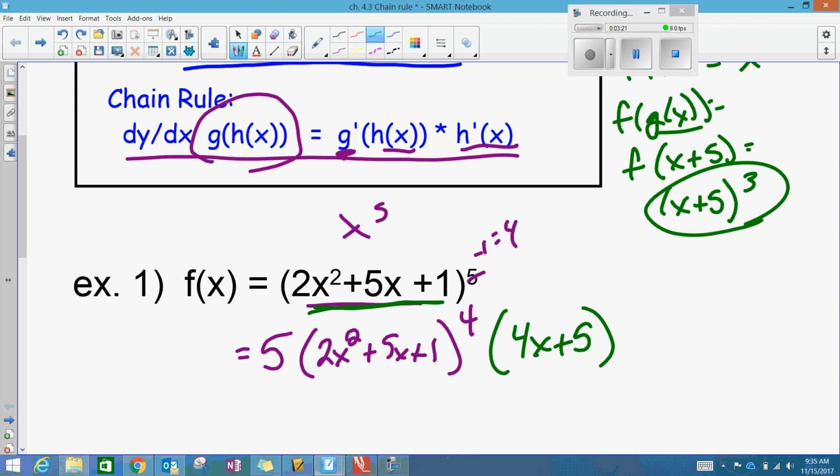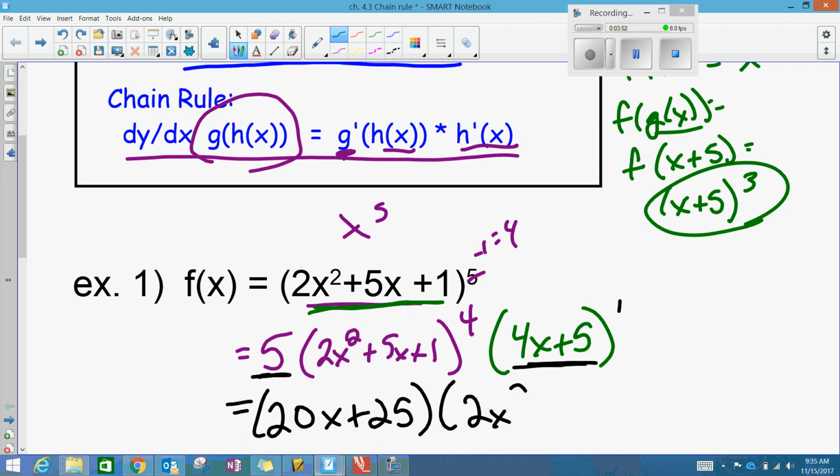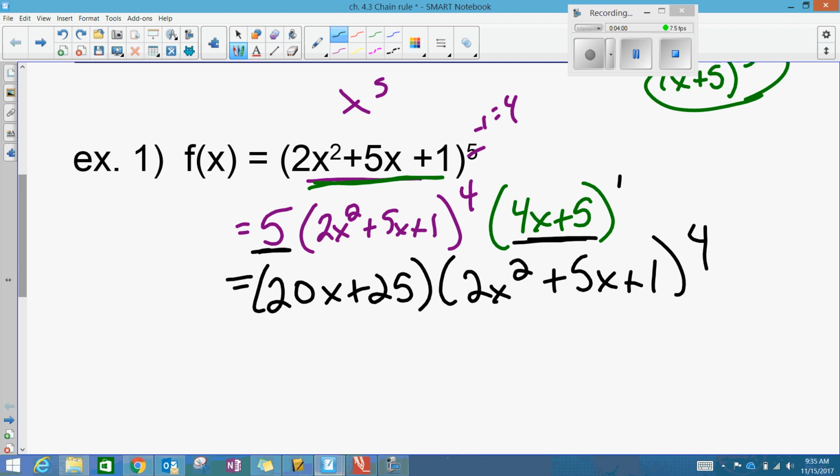Now to clean it up, you never want to distribute into a parentheses to a power. Okay, so we do not want to distribute this 5 into this parentheses taken to the 4th power. The only thing we can combine is we can distribute this 5 into this parentheses because it is just to the 1st power. So we can say 20x plus 25 times 2x squared plus 5x plus 1 to the 4th. And that is as neat and clean as we can get it.